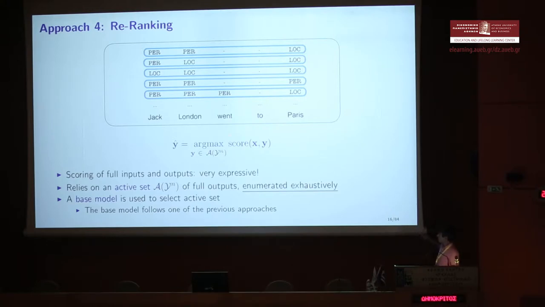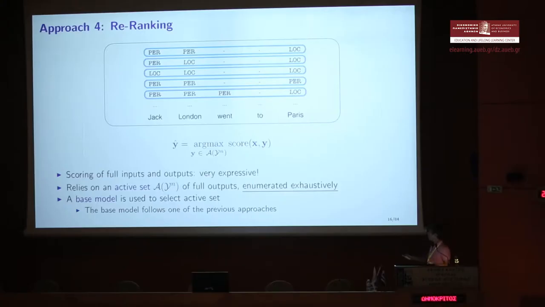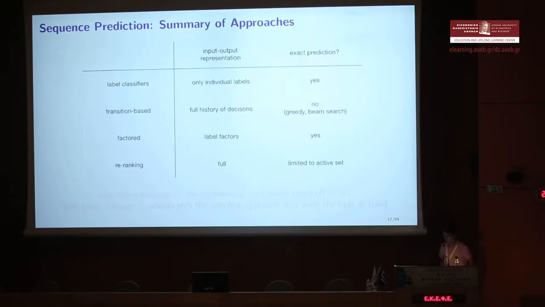This is called re-ranking because I have a base model that first ranks all possible sequences in some way. Maybe I'm using one of the previous methods to select a subset of possible sequences, and then I'm going to select 10, 100, 1,000. For each of them, I'm going to do a full representation that can look at any feature of the input and the output. So this is fully expressive. What I mean by this is that there is a trade-off between representation and prediction. If we use just label classifiers, our representation, on the output side, can only look at individual labels alone, and the prediction is trivial, it's exact.